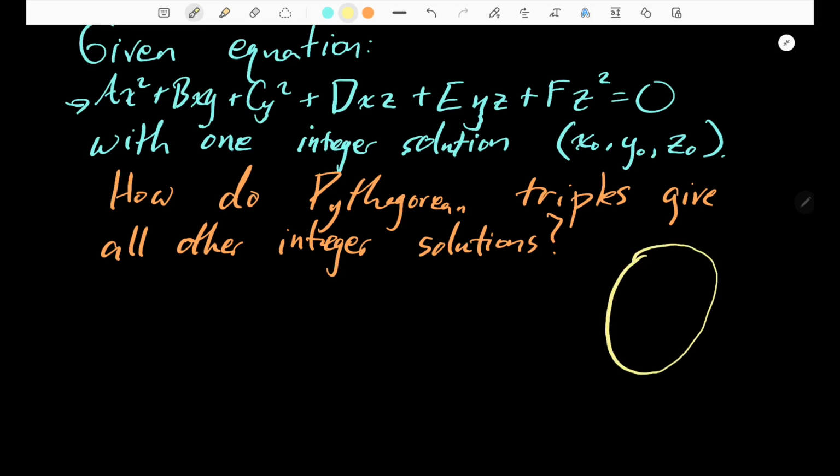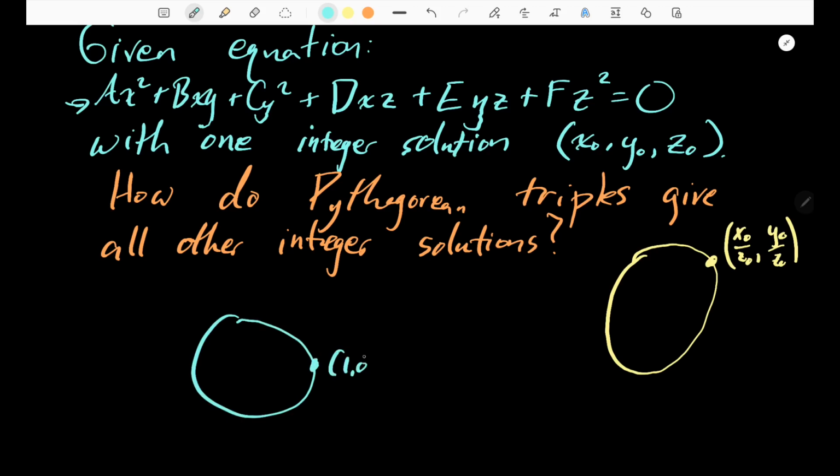We can divide through everything by z squared to get a conic, and divide this by z squared to get a base point. So we've got base point x0 over z0, y0 over z0. And then, of course, we also have the unit circle, so the unit circle with its base point of 1, 0.